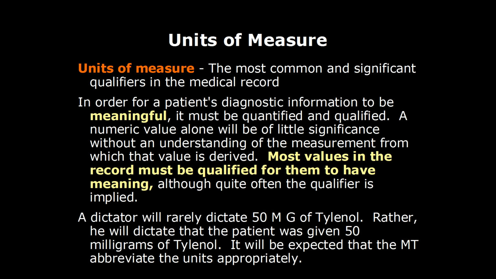And many times, of course, the qualifier or the unit of measure is implied. The example it gives just below is that the dictator will rarely dictate "50 mg of Tylenol" or spell it out like that as you're going to indicate it. Rather, it will be dictated, "The patient was given 50 milligrams of Tylenol." And it's expected that you, as the MT, will know what to do and will abbreviate it appropriately. That's a cool thing. I liked that little prologue at the beginning of that chapter.